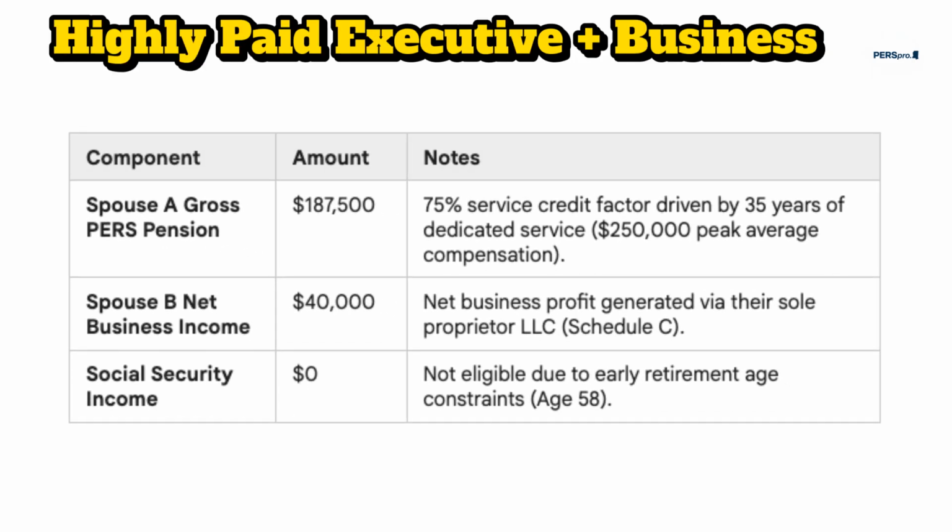Our third example, the high-paid executive and small business entrepreneur, married filing jointly, both age 58, with net business income. Assume a high-earning household where spouse A retires from PERS after 35 years of service with a peak average compensation of $250,000. Assume spouse B was a stay-at-home parent for most of spouse A's career, but spouse B has spent the last 10 years after their children left their home operating a successful side hustle LLC as a sole proprietor, generating consistent net business income of $40,000 a year. Both are currently age 58.